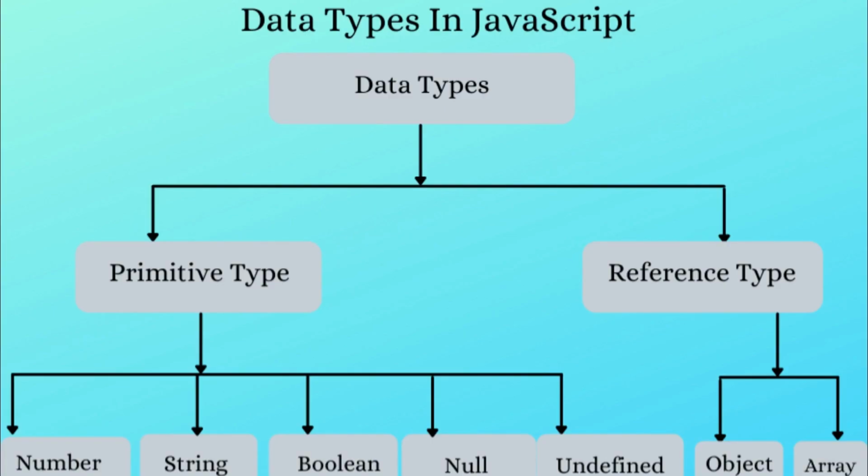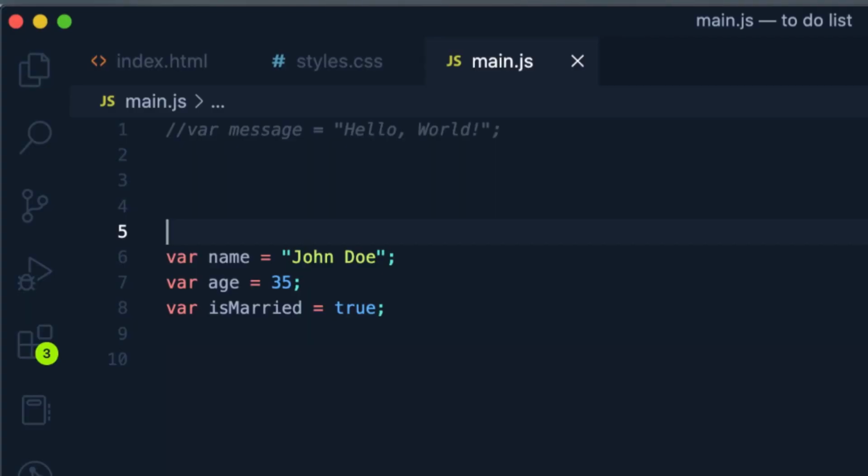Number 2. Data types. JavaScript has several data types, including numbers, strings, and booleans. A string is a sequence of characters, and a boolean can either be true or false. For example, in this example, we create 3 variables, name, age, and isMarried. Name is a string with the value John Doe, age is a number with the value 35, and isMarried is a boolean with the value true.